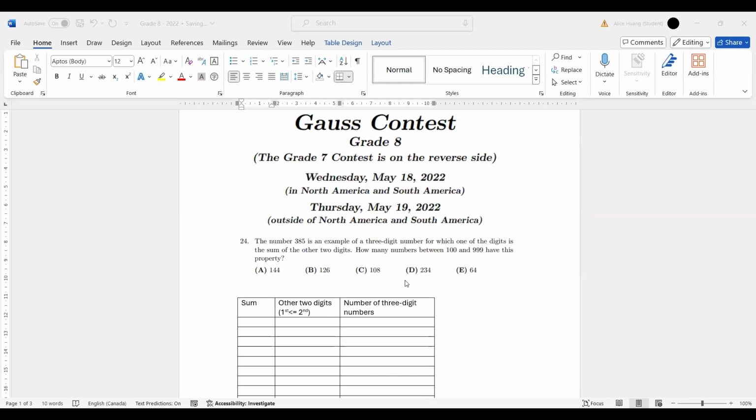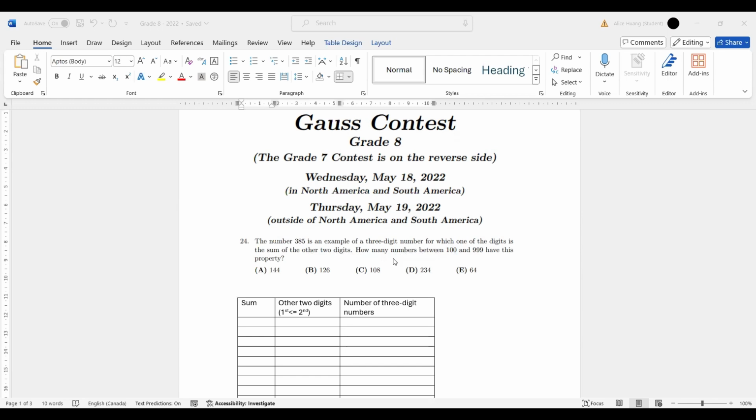Now let's look at this Gauss competition question. It's about three-digit numbers. For this kind of three-digit number, one of the digits is the sum of the other two digits. The question is how many numbers like this are there among the three-digit numbers.